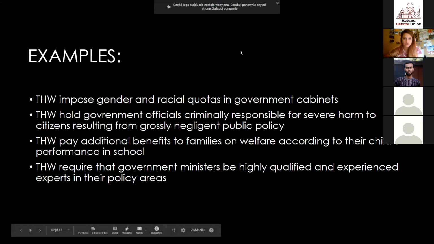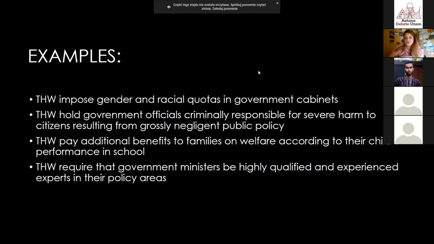I'm not seeing questions, so I'm going forward. Examples: This house would impose gender and racial quotas on government cabinets. This house would hold government officials criminally responsible for severe harm to citizens resulting from grossly negligent public policy. This house would pay additional benefits to families on welfare according to their child's performance in school. This house would require that government ministers be highly qualified and experienced experts in their policy areas.